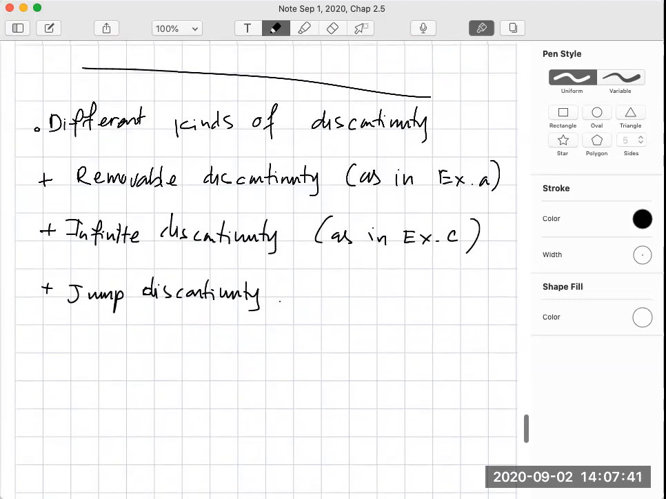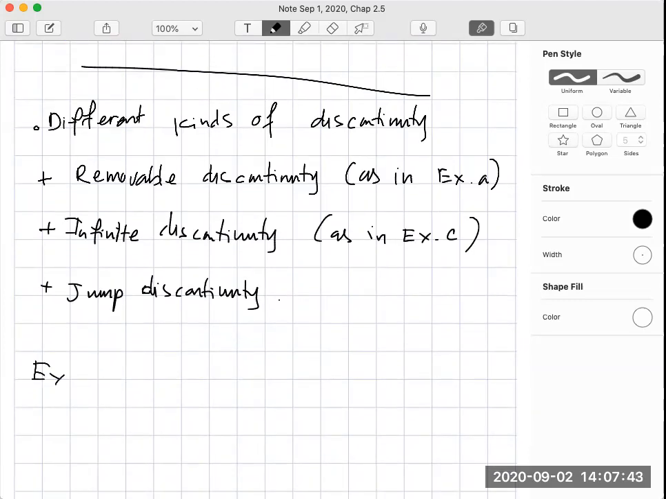So for this one, let us take a look at the example, the floor function. It is defined like this. It will round the number down to the nearest integer below that point.